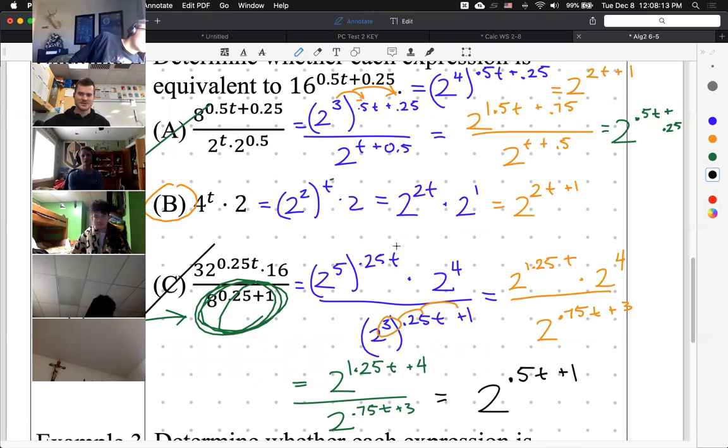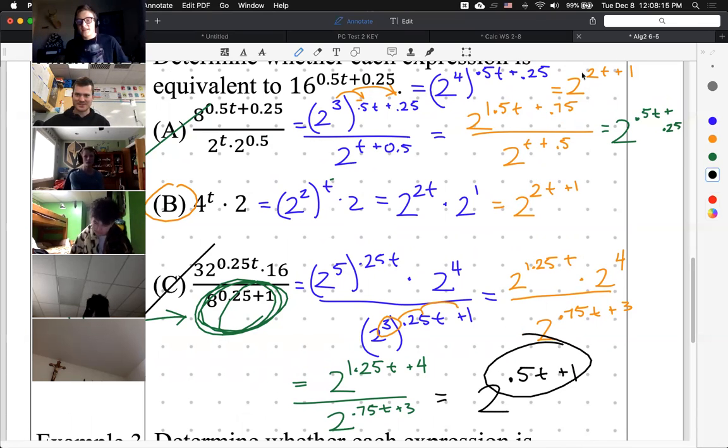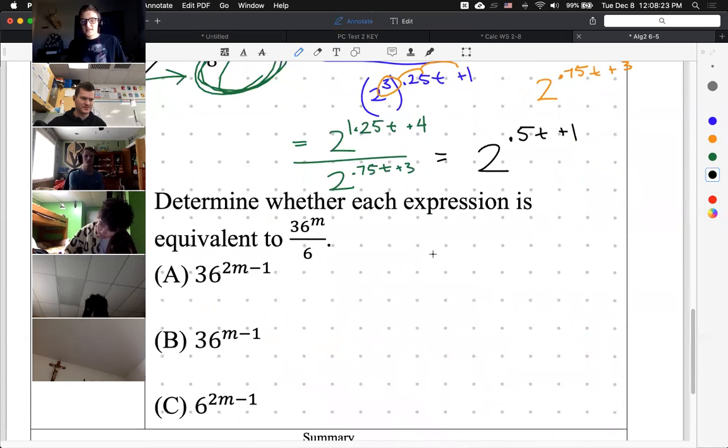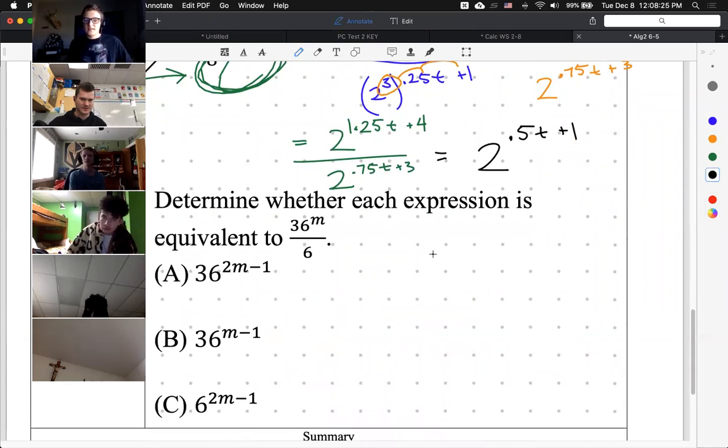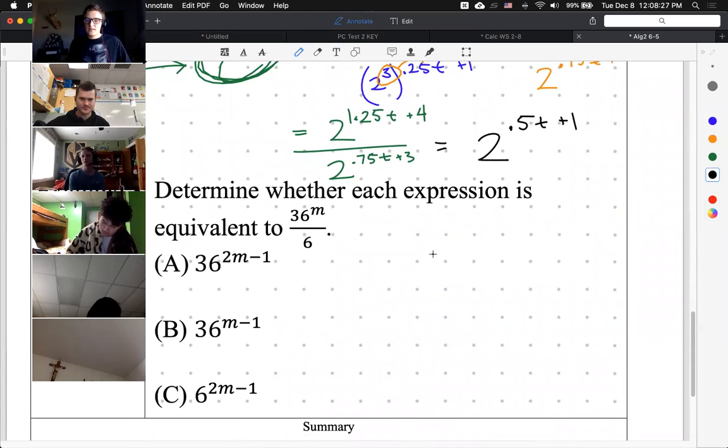See, not the right answer. 0.5t plus 1 is not the same thing as 2t plus 1. All right. We're almost there, guys. I know I'm spending way too much time on this. Let me go through this one, and this one goes pretty quickly, I think. I'm going to run through this one because I want to be done with this.